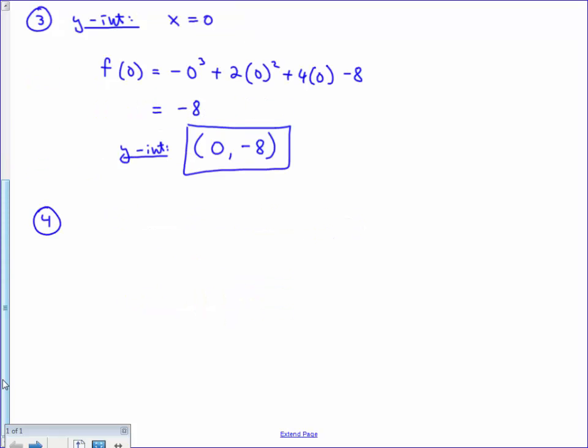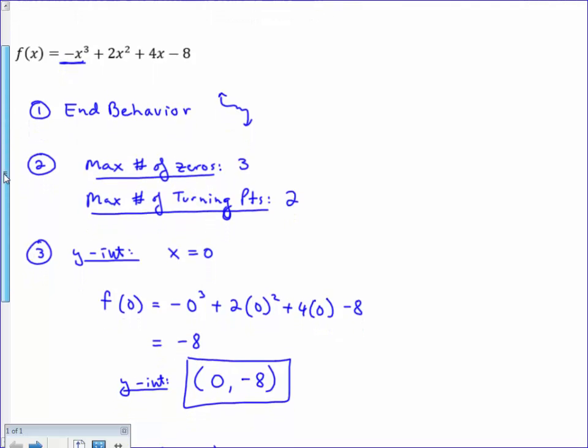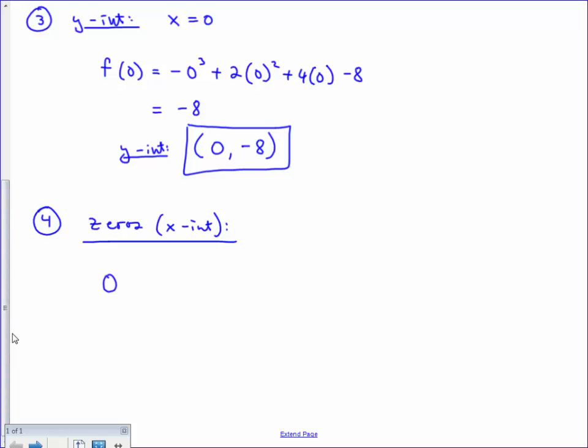As my fourth step, I want to find my zeros, or my x-intercepts. So here what I will do is take my original function, and in place of f of x, I will substitute a 0 and then solve for x. So I would have 0 equals negative x cubed plus 2x squared plus 4x minus 8. This problem is one that I'm going to need to factor, and because there are 4 terms on the right hand side, I can try factor by grouping.